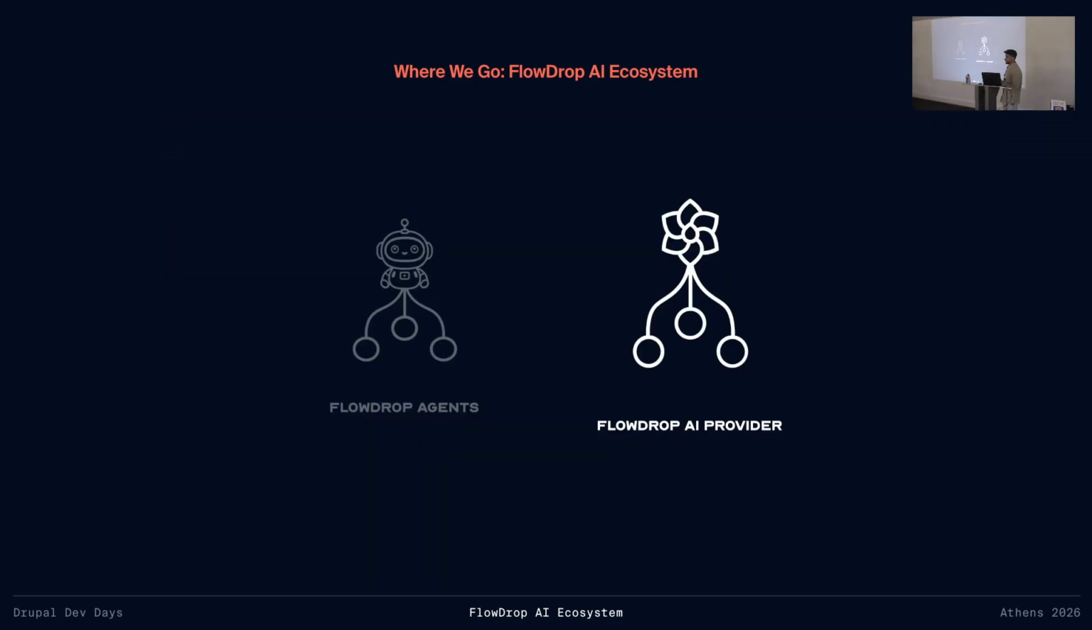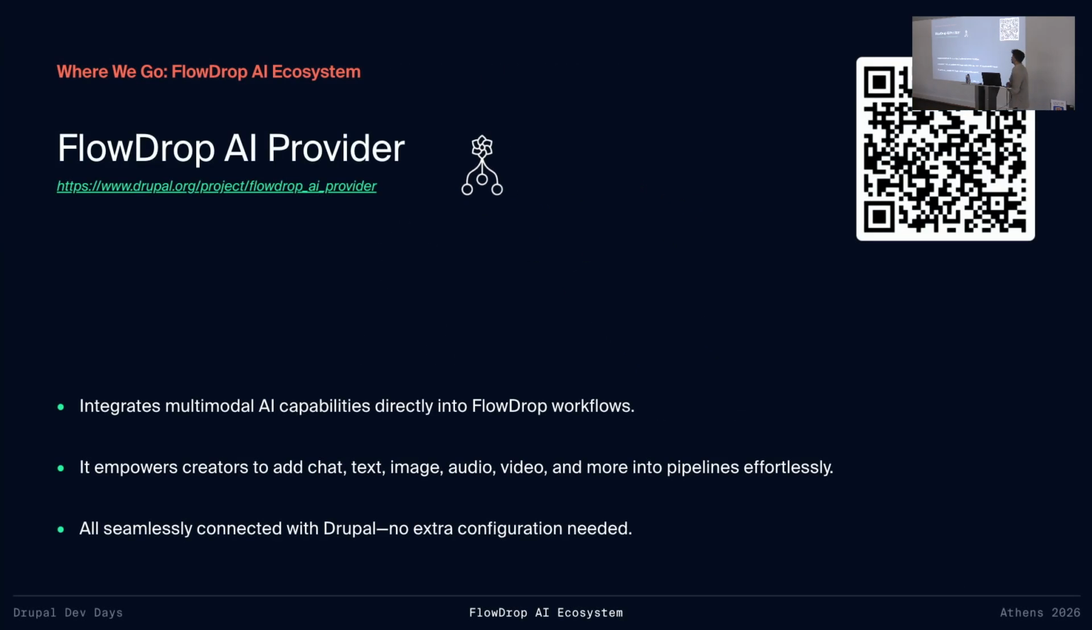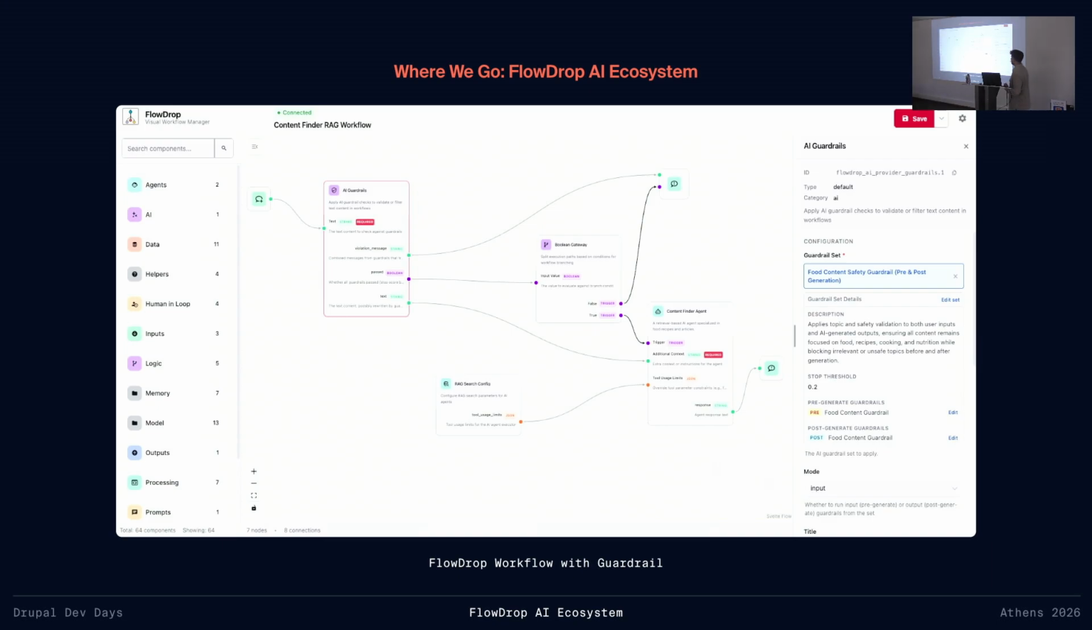The second module that we are using to improve this is FlowDrop AI Provider. What this module is going to do is integrate all the Drupal AI capabilities inside FlowDrop workflows. So operation types like chat, embeddings, text to image, guardrails, prompts, everything will be integrated inside FlowDrop, in this case as node components. And we are going to see this now.